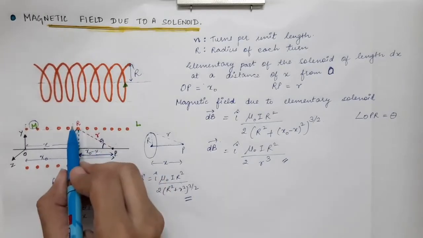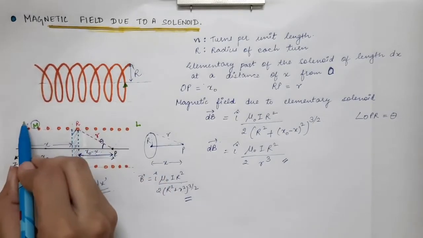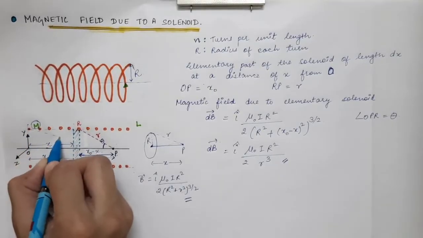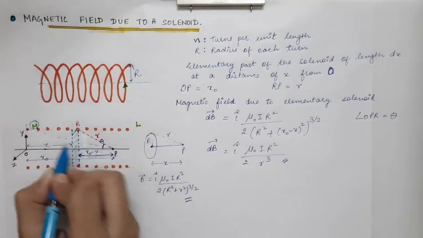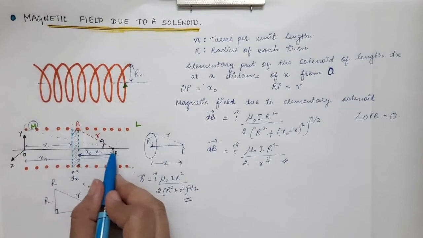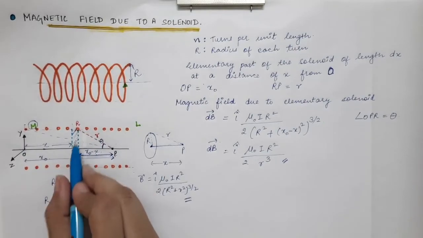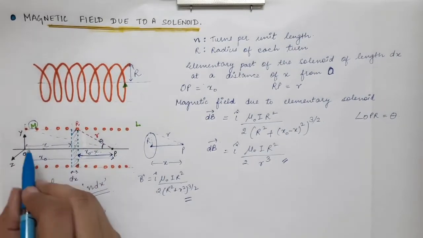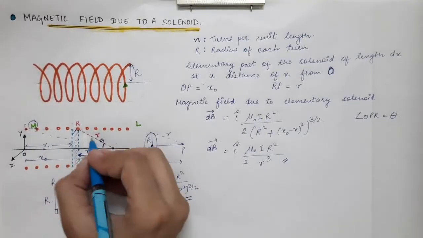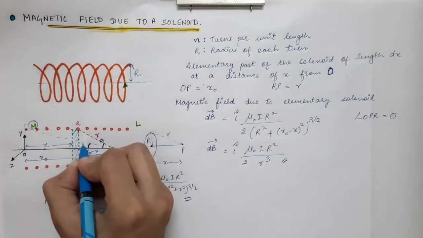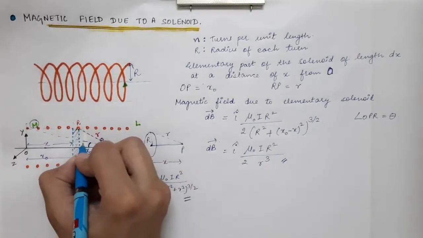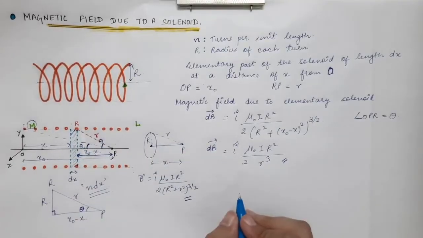As you can see, if this elementary length is present on this end, this distance would be equal to small r. So if this elementary section is present on this end, this length will be equal to small r. So what will be the angle? The angle will be theta 1, let's suppose. So the angle is theta 1.